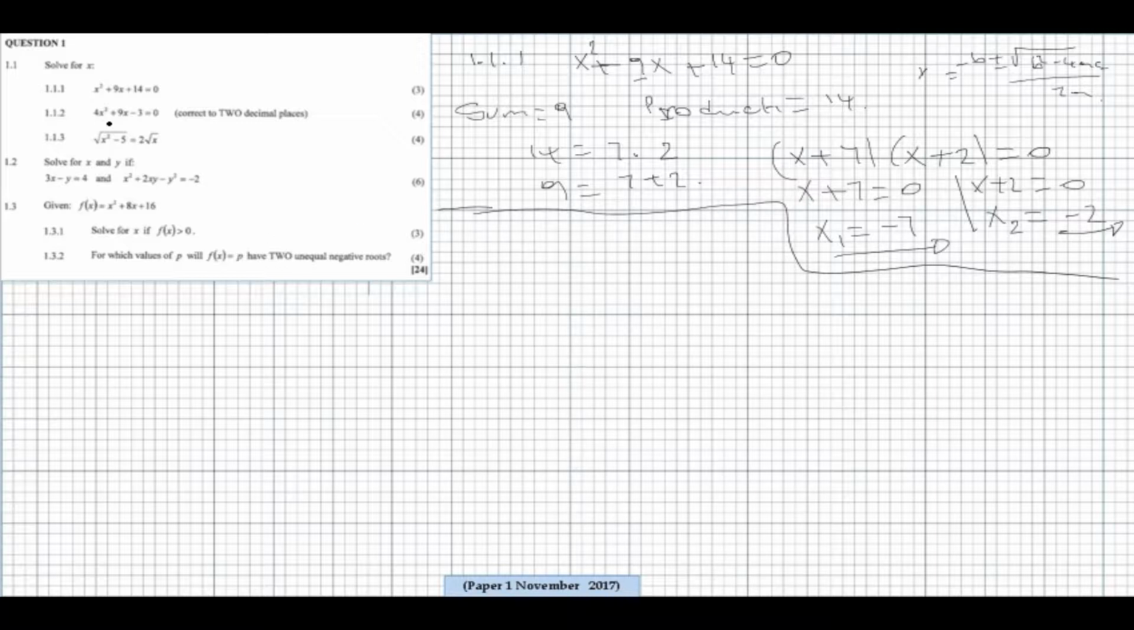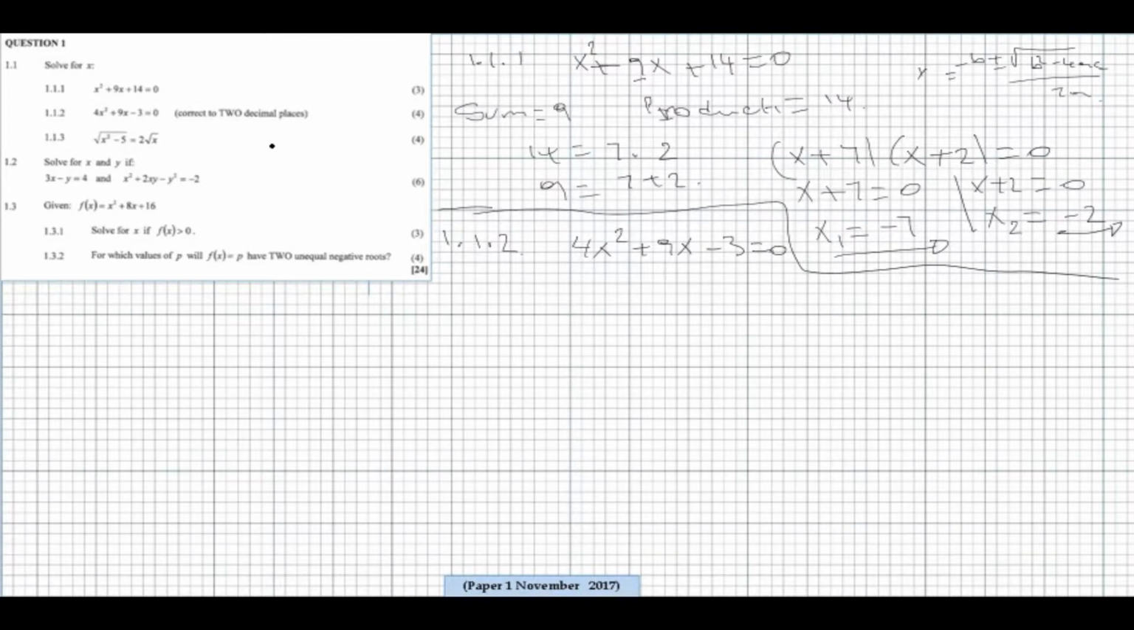Now we can do question 1.1.2. They give a quadratic equation, 4x squared plus 9x minus 3 is equal to 0. They want us to correct to two decimal places.